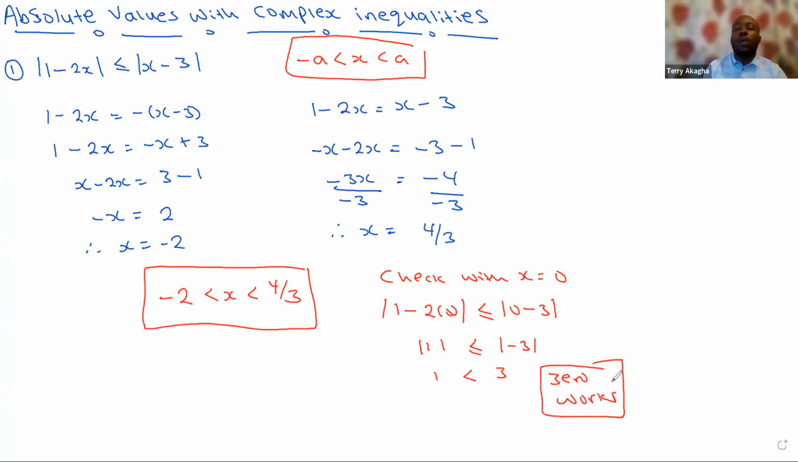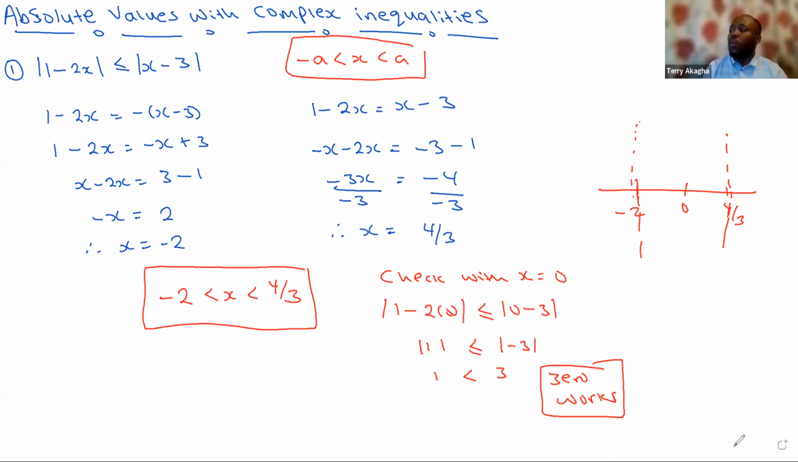Also, you can also draw the graph for this. Okay, we have this is 0. This is going to be 4 over 3. And this is going to be minus 2. And that will be the points for this.